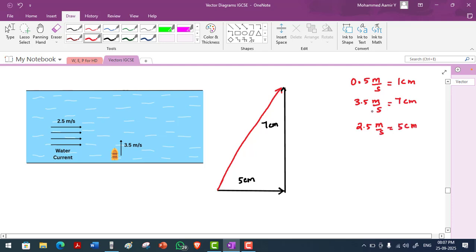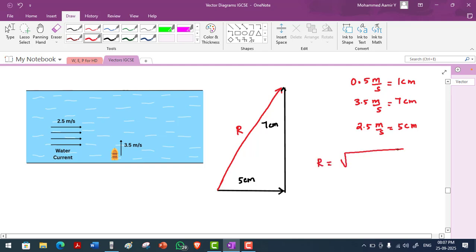Why can't you just take 1 meter per second equal to 1 centimeter? The diagram will be too short and it will be very difficult for us to get the accurate value, or to draw it also. So here the result will obviously be greater than 7, maybe 8.5, something like that, or you can go with the calculation.